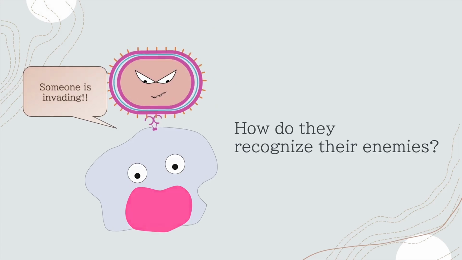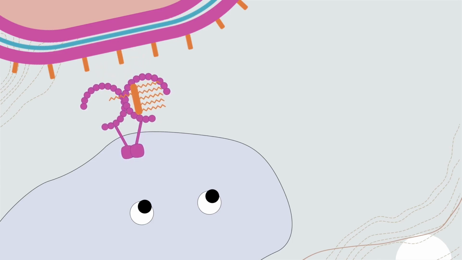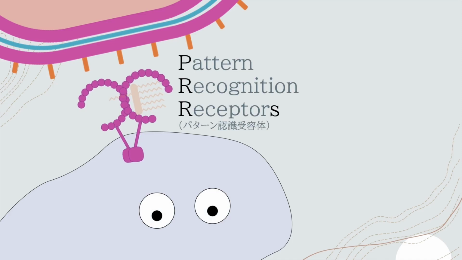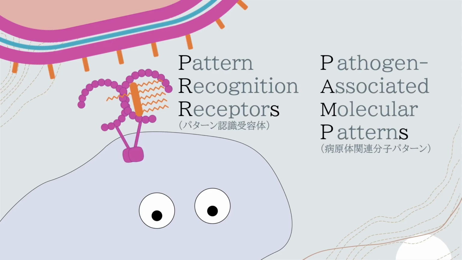Pathogenic microorganisms have a common structural pattern for each type. Macrophages have receptors on the cell membranes that recognize this pattern. When these bind together, the macrophage recognizes the foreign substance. This receptor is called a pattern recognition receptor, and the ligand is called a pathogen-associated molecular pattern. They are the essence of the sensor.